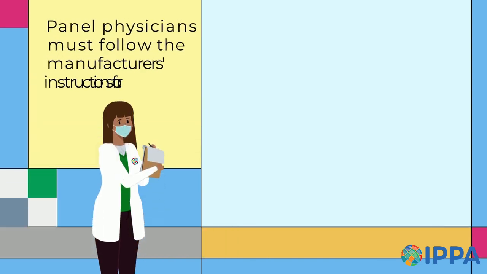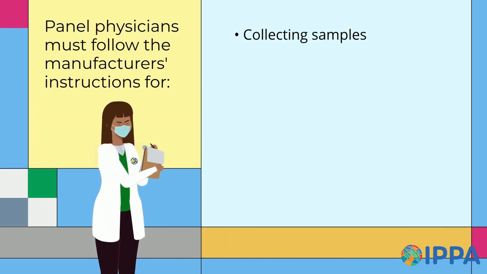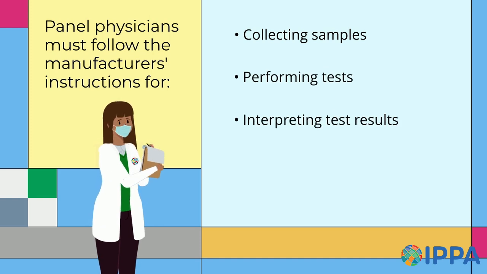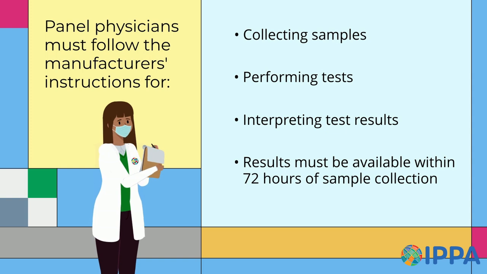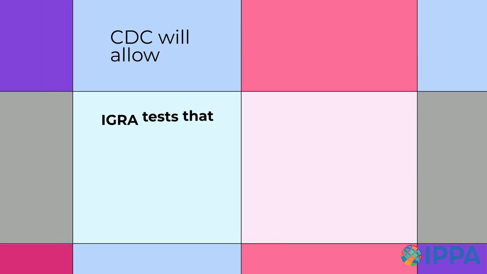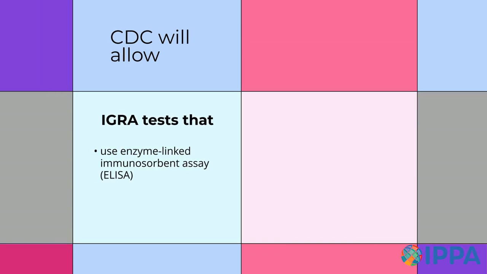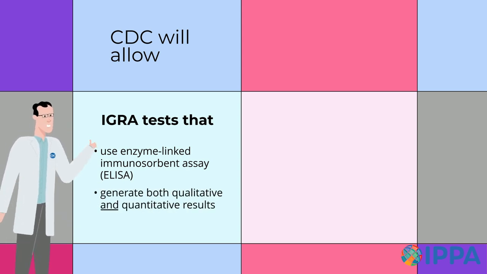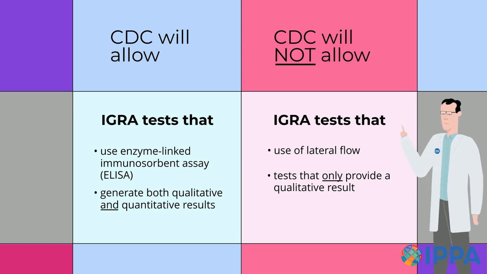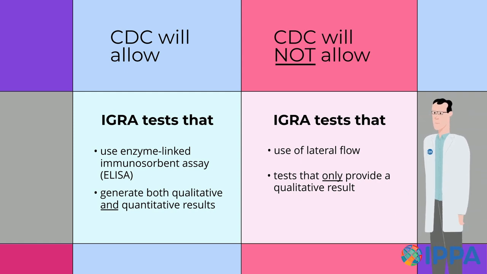Panel physicians must follow the manufacturer's written instructions for collecting samples, performing tests, and interpreting test results. IGRA results must be available within 72 hours of sample collection. CDC will allow use of IGRA tests that use enzyme-linked immunosorbent assay and/or generate both qualitative and quantitative results. CDC will not allow the use of lateral flow IGRA tests or IGRA tests that only provide a qualitative result.